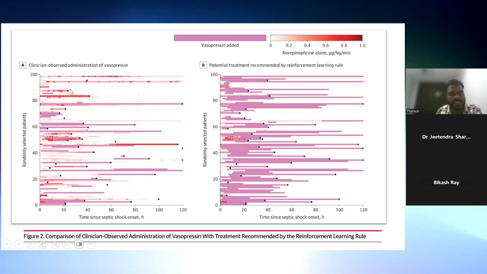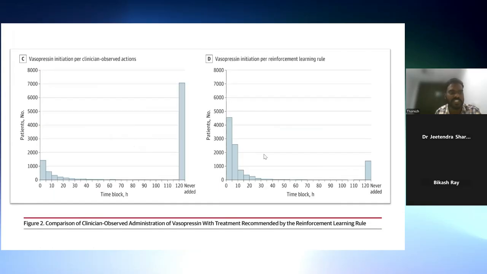Also, the red dot shows the death of the patient, and where there is no red dot, it means the patient is alive. So basically, this chart shows that vasopressin was initiated early in the RL based group, and it was started in higher numbers in the RL based group.